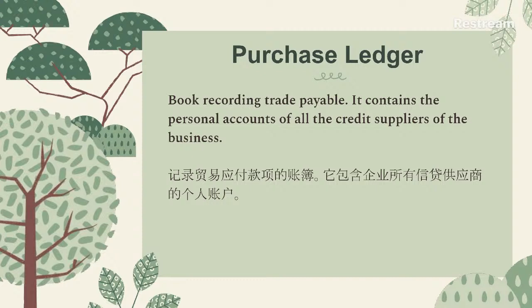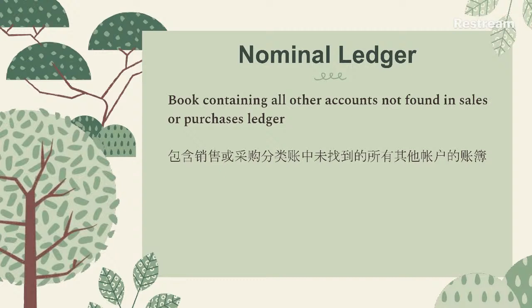This is a definition. If you cover and understand all the examples that I did in the previous video, you should know what it means. But this is just the definition, as maybe your exam will ask you to differentiate between purchase and sales ledger. And besides purchase and sales ledger, the others are considered nominal ledger, which contains all other accounts not found in sales and purchase ledger.